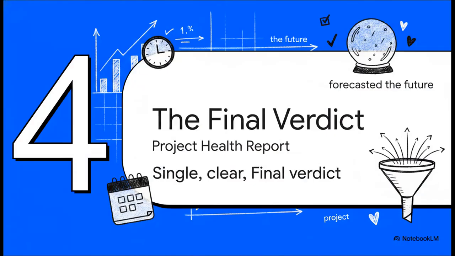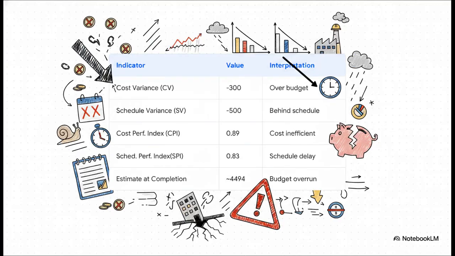All right, we've done the math, we've diagnosed the present, and we've peered into the future. It's time to put it all together in one easy-to-read report card. And here it is, the complete picture. Look at this. Every single indicator is telling the same story. The negative variances, over budget, behind schedule. The performance indices below 1, inefficient with money, inefficient with time. And the final forecast, a big budget overrun. There's no way to spin this. This project is in serious trouble.